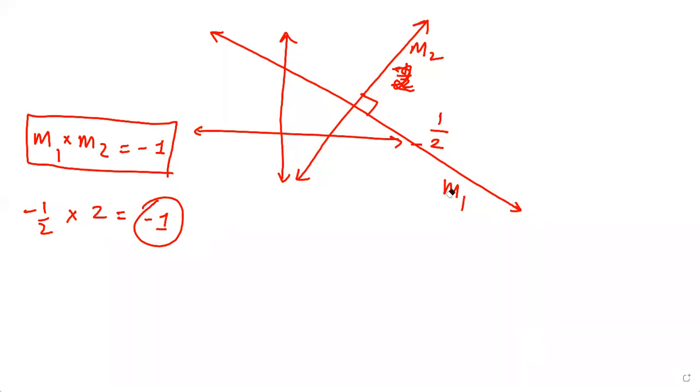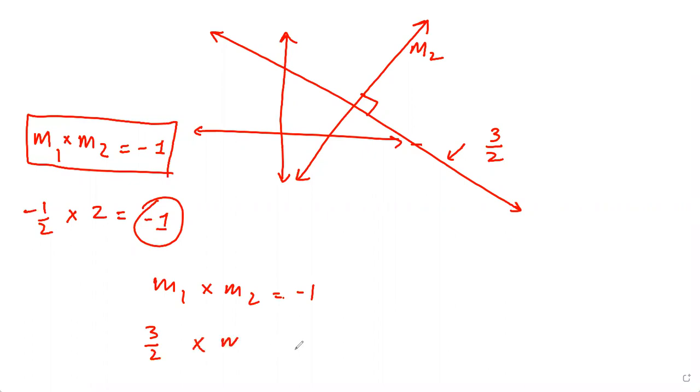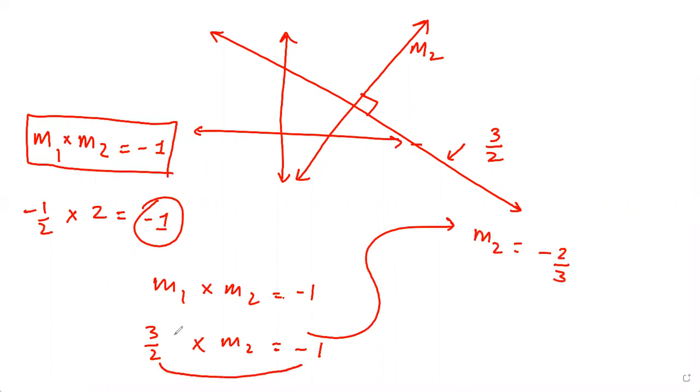Let us say the slope of one of the lines is 3/2. What's the slope of the other line that is perpendicular to this given line? That means you have to find m2. Very simple, you can just write m1 times m2 equals -1. If you take m1 as 3/2, times m2 equals -1, then you get m2 equals -2/3, where you cross multiply and divide by 3.